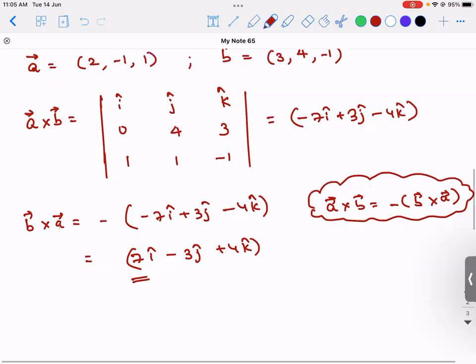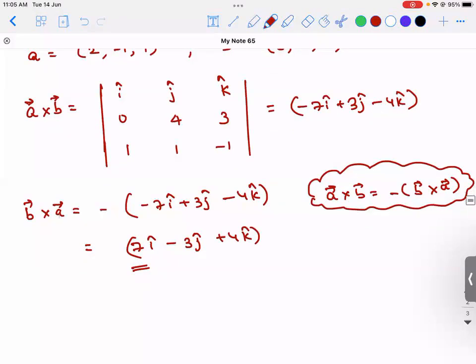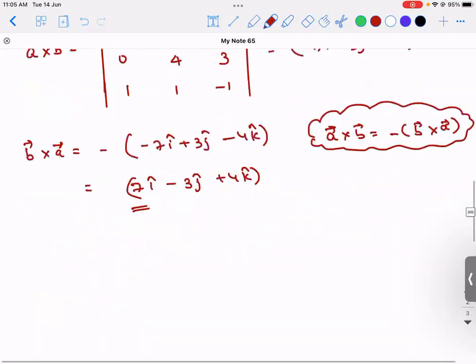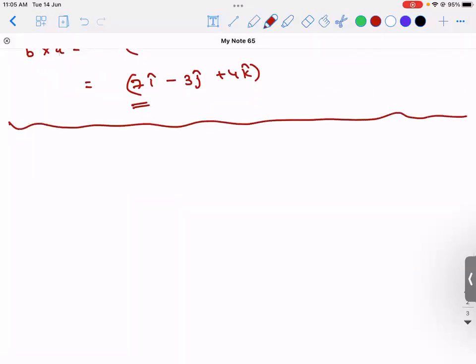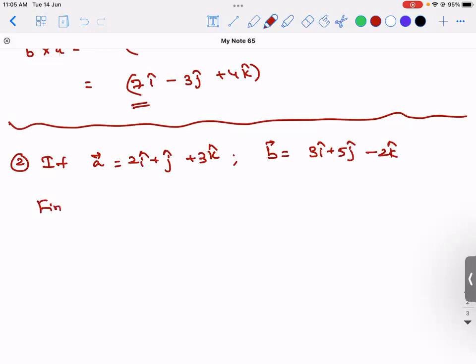Then what is the next one? A and B vector are given, and we have to find the magnitude of A vector cross B vector. If A vector is equal to 2i cap plus j cap plus 3k cap, B vector is equal to 3i cap plus 5j cap minus 2k cap. Find magnitude of A vector cross B vector. First find A cross B and its magnitude. Do it fast.